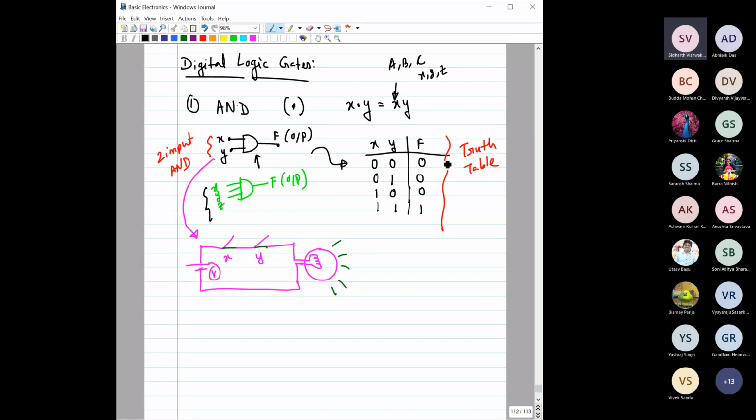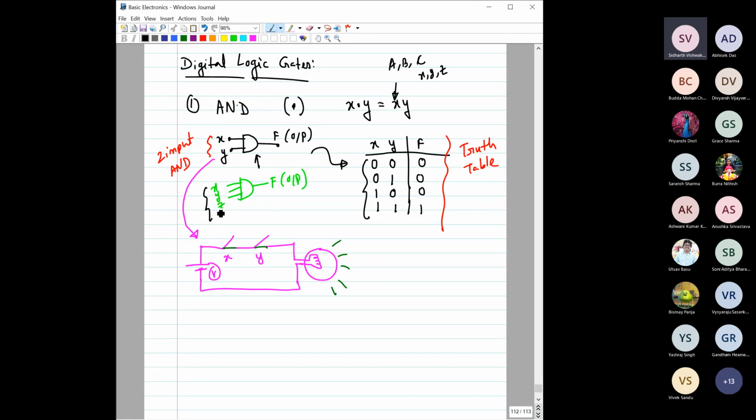A truth table is a table which shows the output for different combinations of input. You can see there are two inputs, so all four possible combinations of inputs are given, and for each input set of X and Y, the output is also denoted.